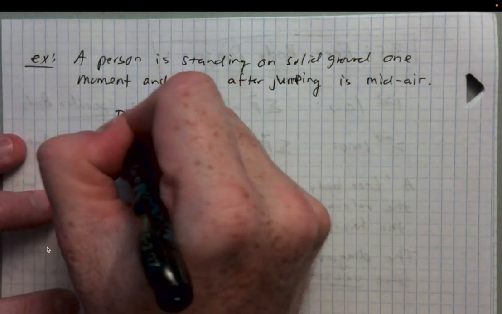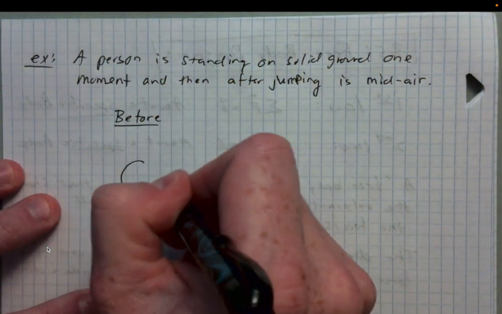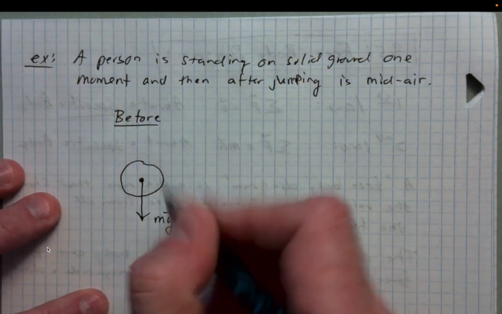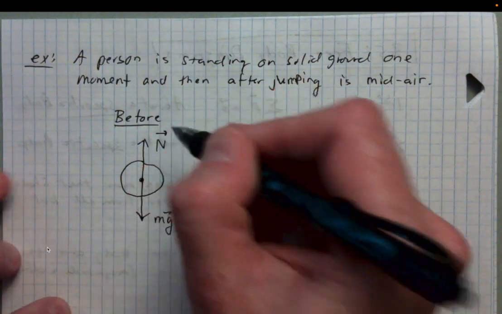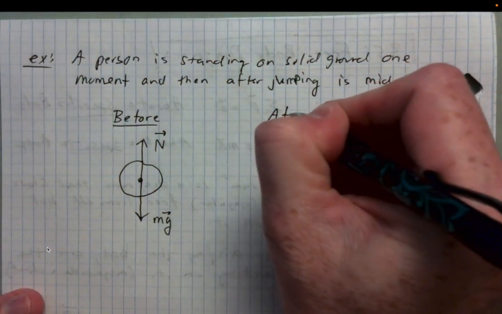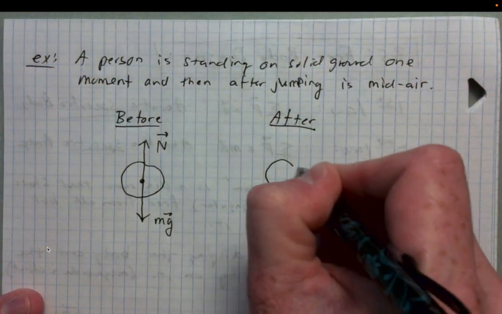So let's think about the before. This is the simplest kind of free body diagram you're likely to see. So you've got mg operating on the person, and you've got the normal force of the ground pushing the person, holding the person upright. And the two forces are opposite directions. They happen to be equivalent in magnitude, and so the person is not accelerating. That's before.